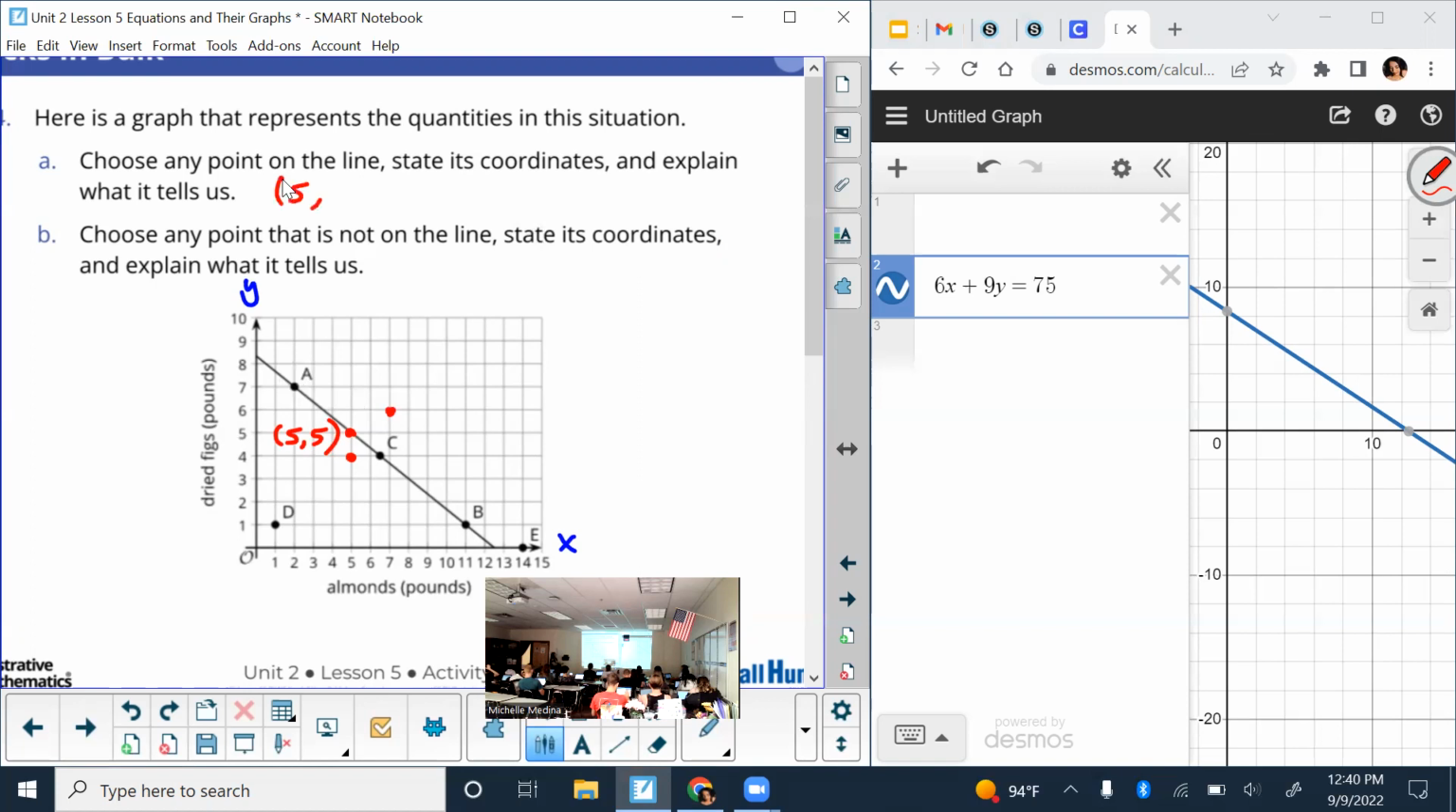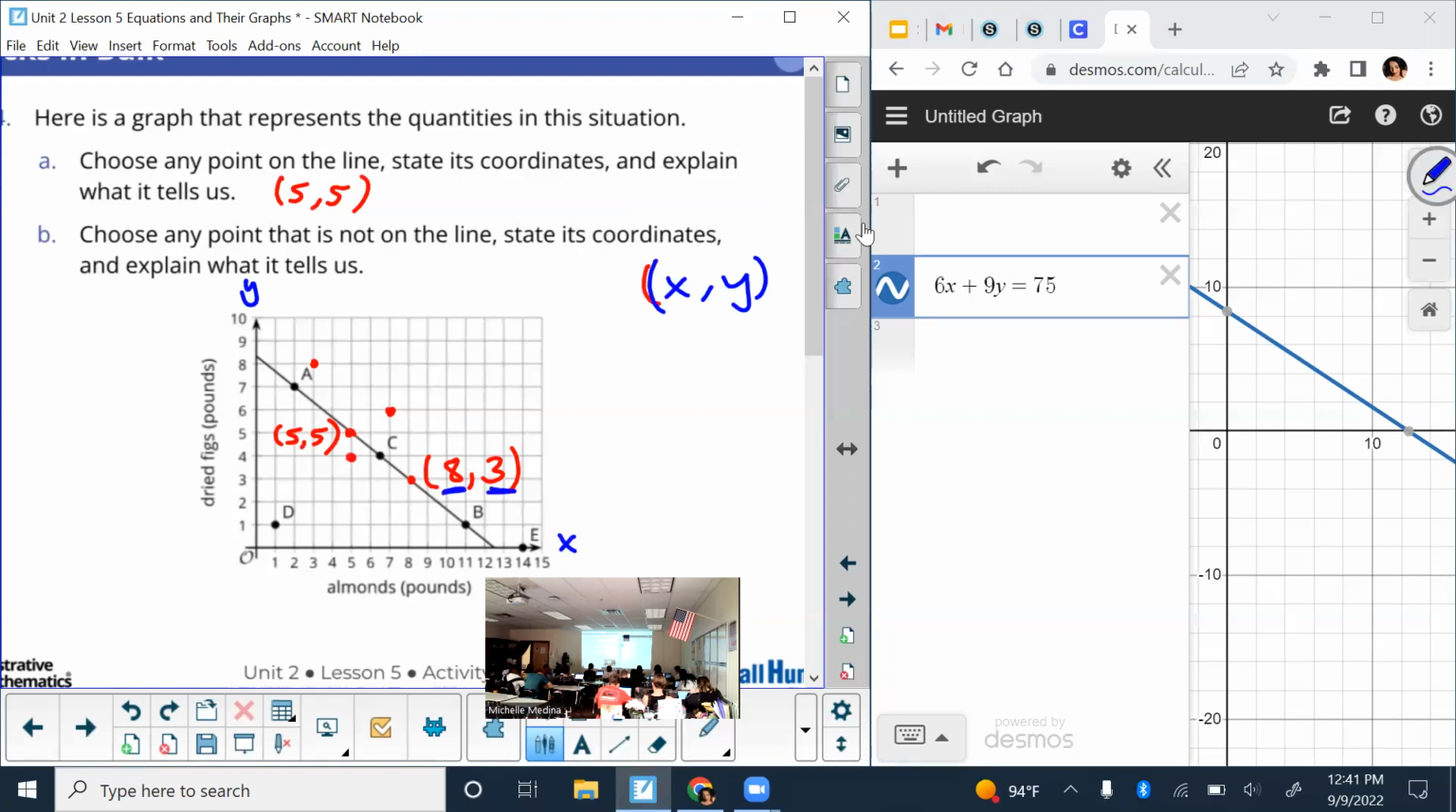3, 8, let's see. That would be up here, so it's not on the line. 8, 3 would be right there. Because how do coordinates, what order are they supposed to be in? Left, right. Try again. X, Y. You have to walk, or drive, before you fly, right? So this is my X, this is my Y.